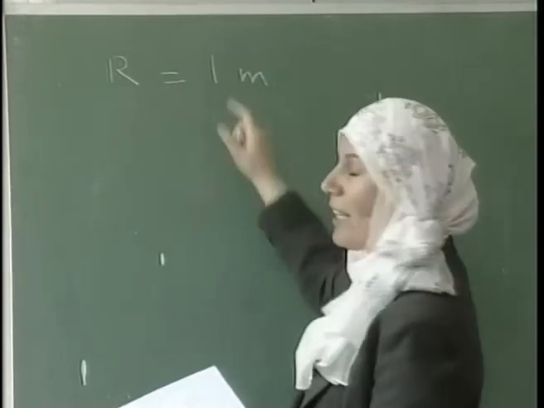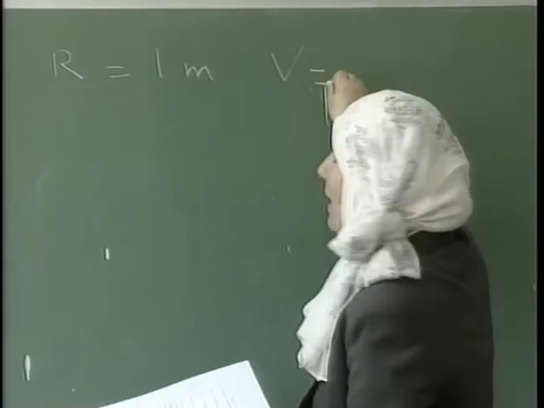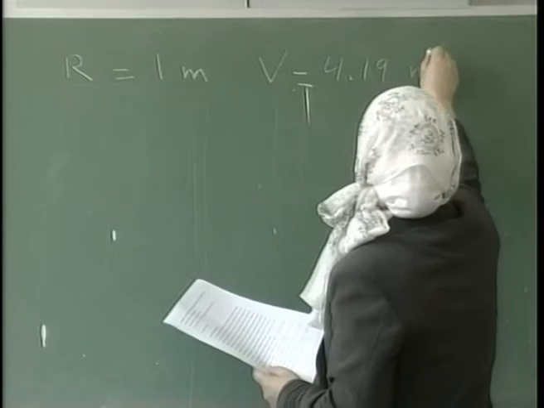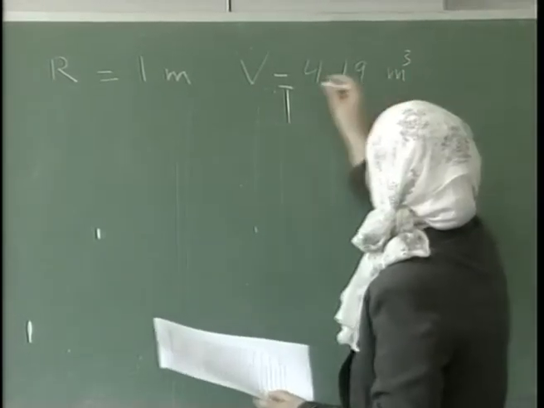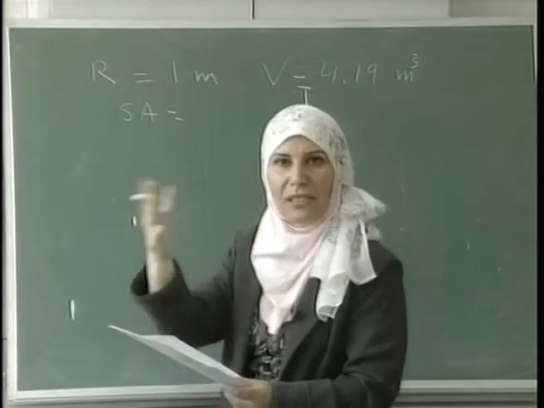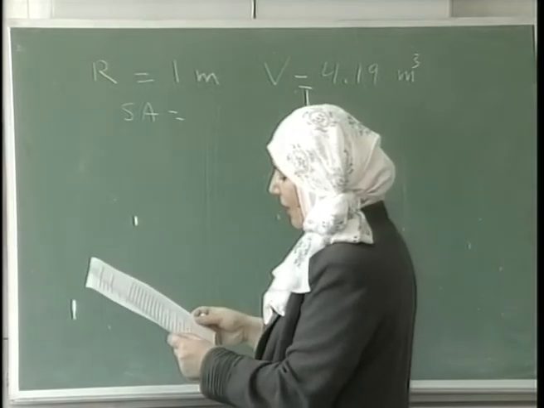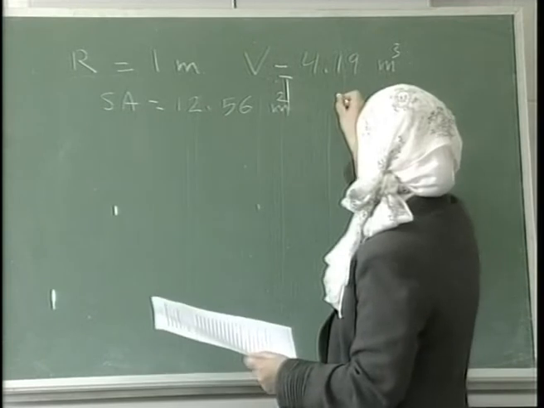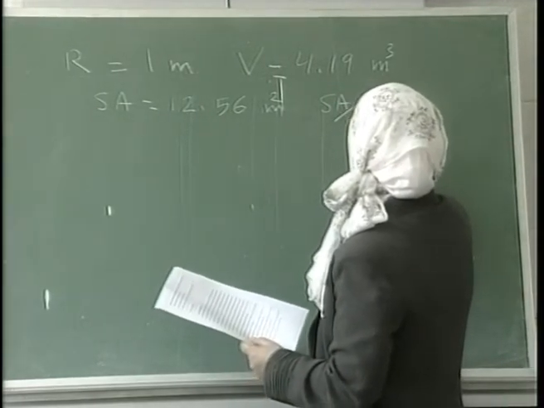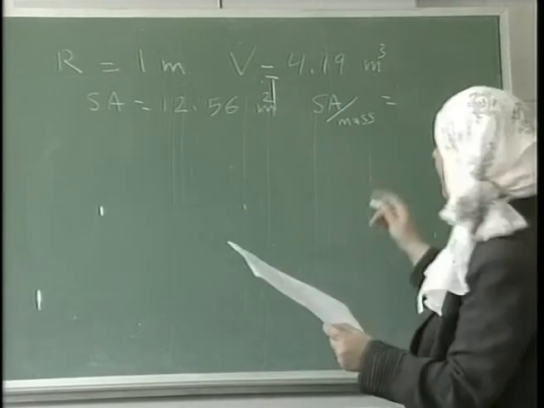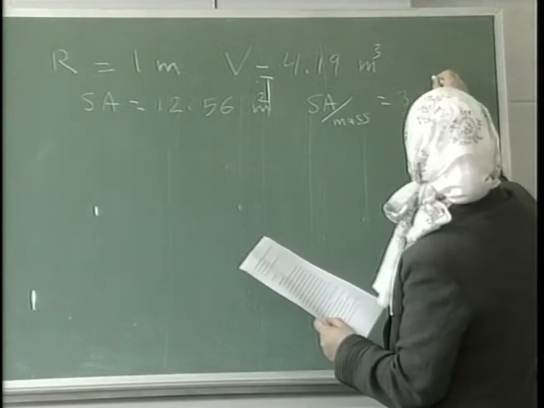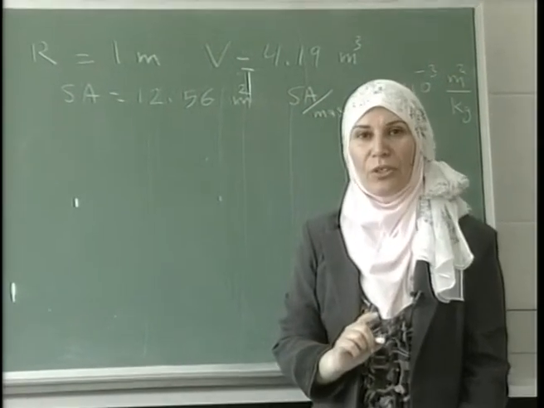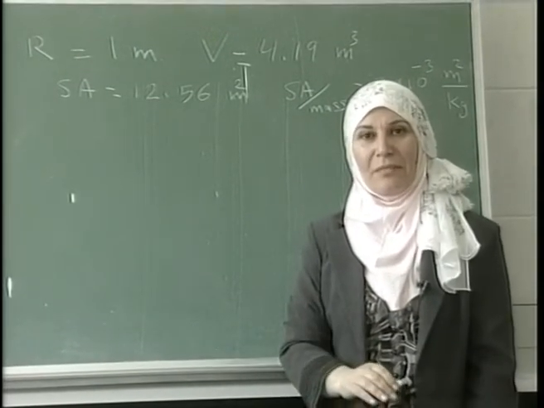If we have a ball with 1 kilogram in weight with a radius of 1 meter, let me calculate the volume. We will find out that it is 4.19 meters cubed. The surface area of this ball, that is, the exposed area, is 12.56 meters squared. The surface area upon the mass is 3 times 10 to the 10th power minus 3 meters cubed divided by kilogram. This is the case if the radius is 1 meter.